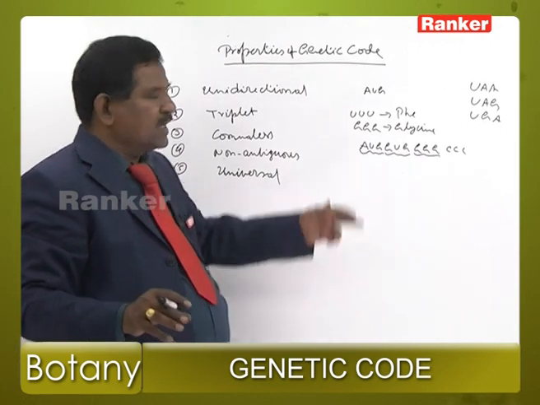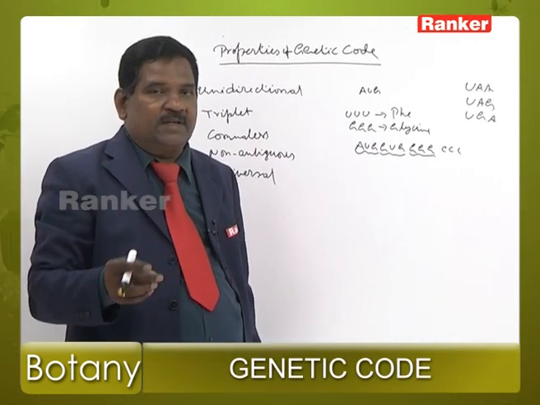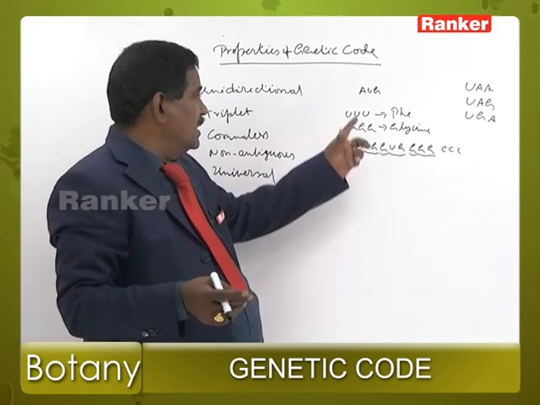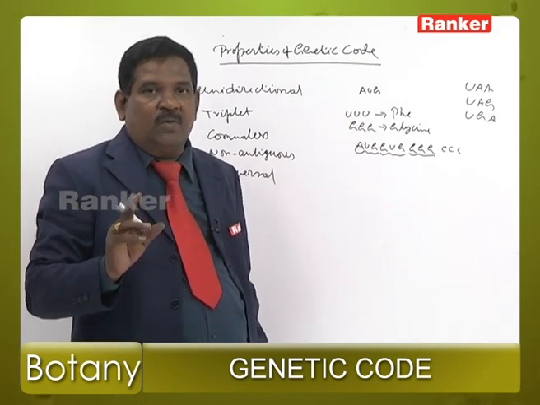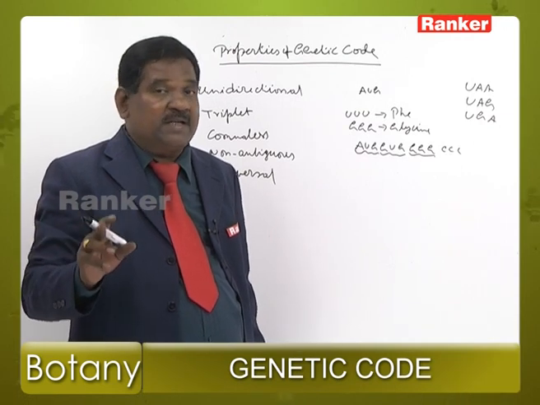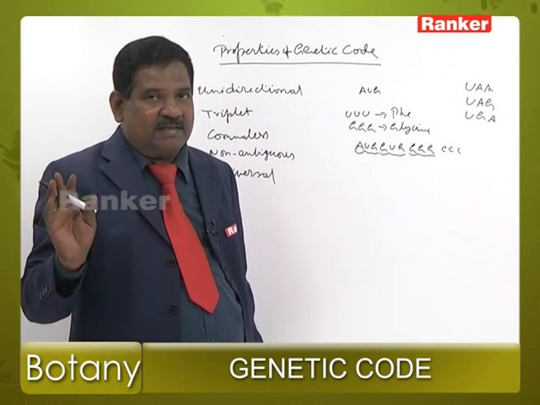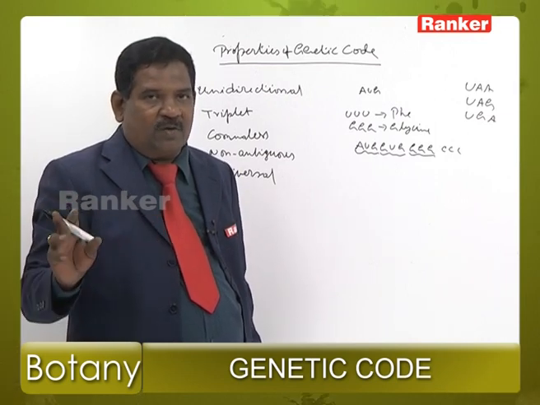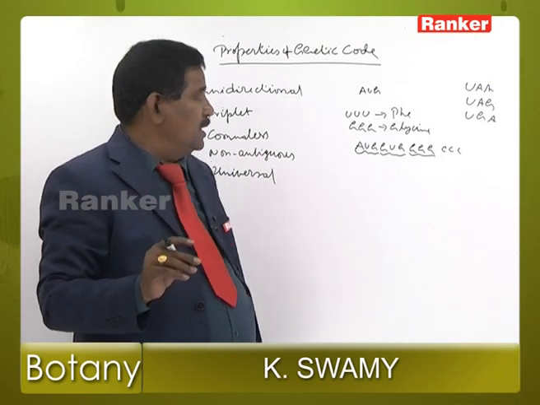Code is non-ambiguous. Suppose UUU recognizes phenylalanine. If phenylalanine is absent in the cytoplasm, that codon does not recognize any other amino acid. One codon does not recognize another amino acid. If that particular amino acid is absent, it never recognizes another amino acid. So there is no doubt. One codon recognizes one amino acid only.